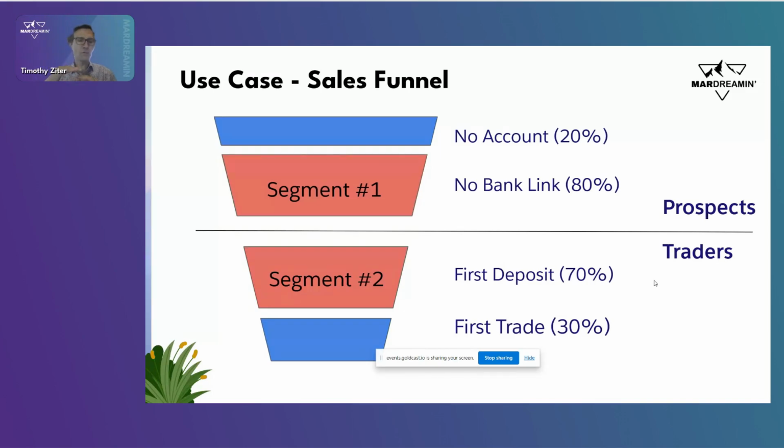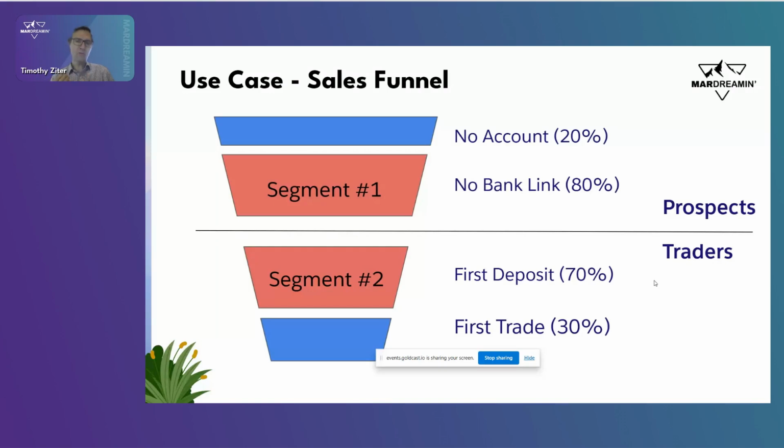Now within the prospect window, there's a big bottleneck, which is getting those people who've signed up to link their bank account. Once they link that bank account, they're more likely to make that first trade. So that's the first segment we're going to go after today: how can we isolate those mobile users who've signed up, maybe created an account, but haven't linked their bank, so we can motivate them to link that bank.